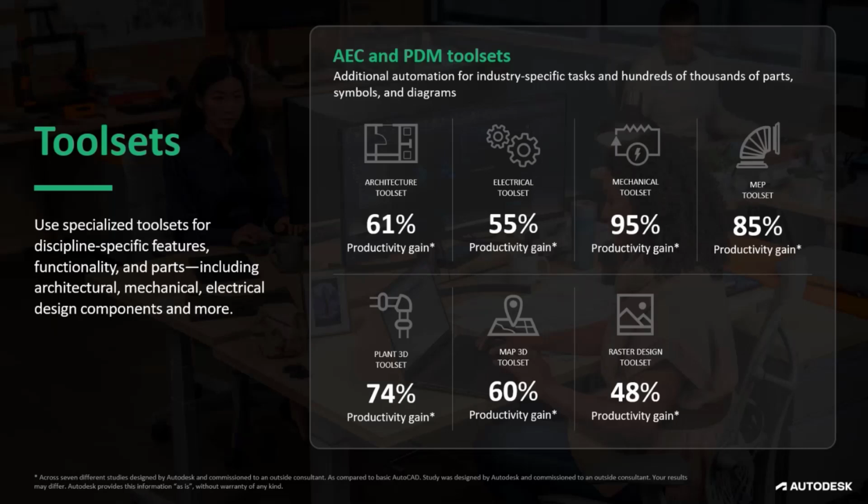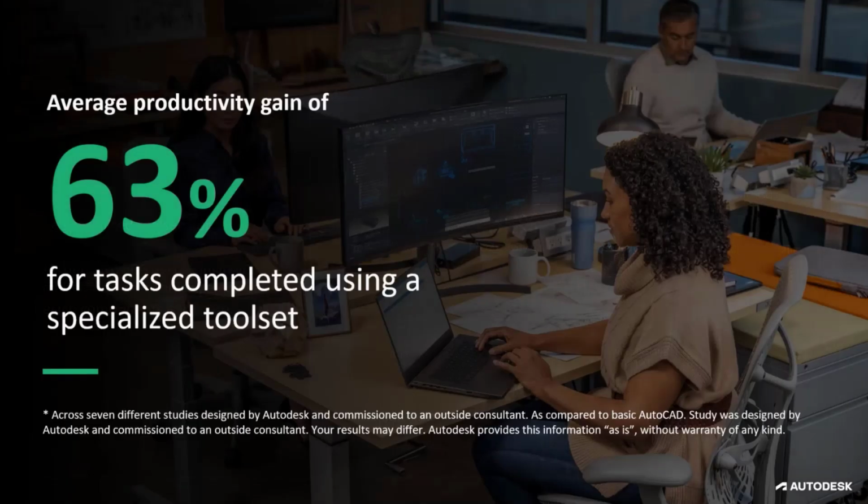Previously, a few years back, all of this was sold separately. But now you purchase AutoCAD full version and all of this comes together. A more detailed explanation of AutoCAD with toolsets, benefits, and capabilities is in a separate session, not this session, so just wait for it. Average productivity gain is 63% for tasks completed using specialized toolsets.